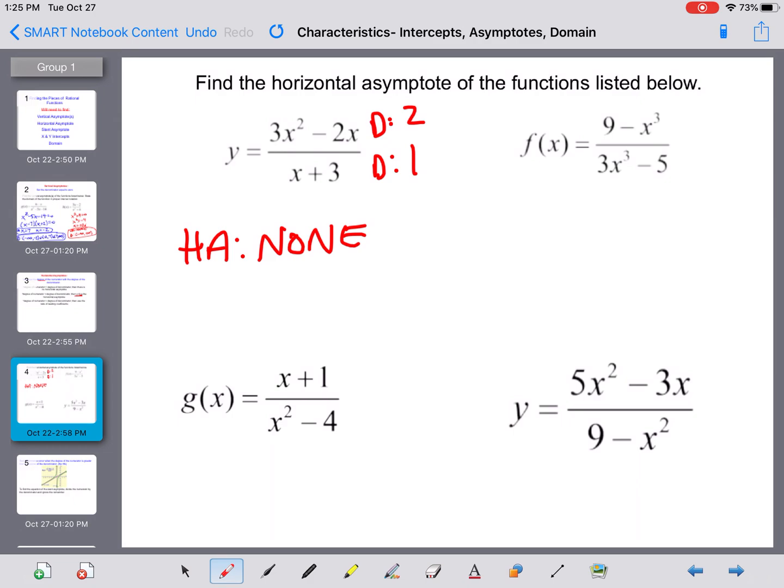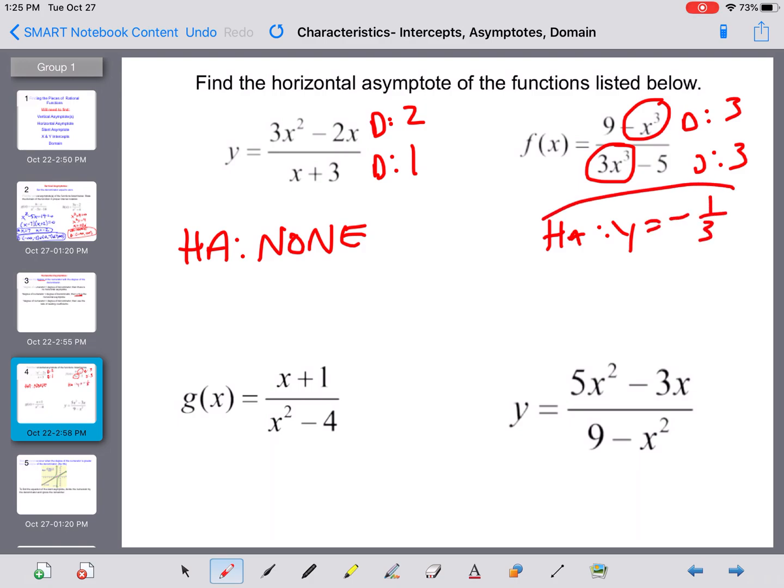For this one, we look at x to the third, so our degree here is the third, and our degree here would be the third. And so we want to look at leading coefficients. We have negative x cubed and 3x cubed. So our horizontal asymptote would be y equals negative 1/3, because that's the leading coefficient, negative 1 over 3.